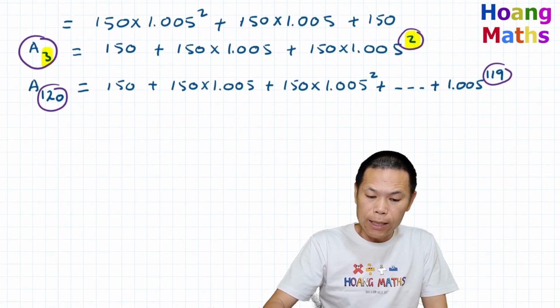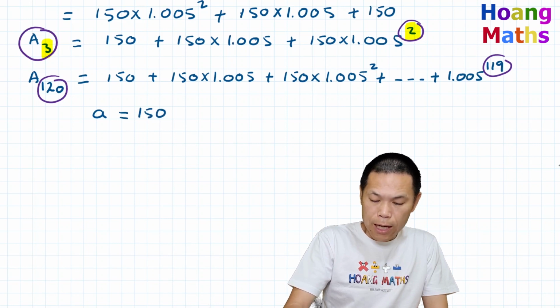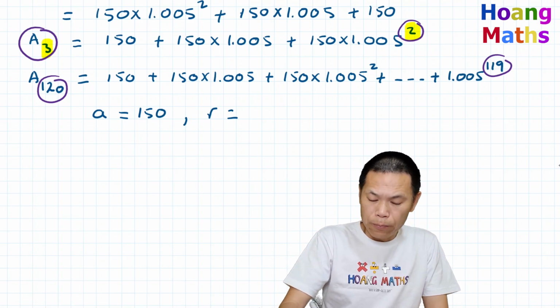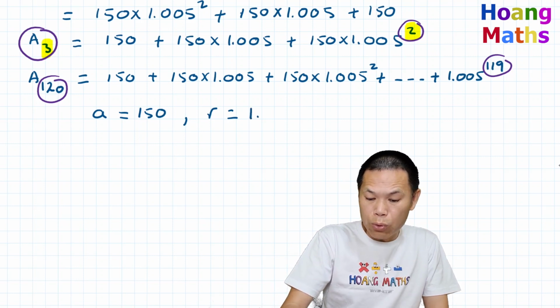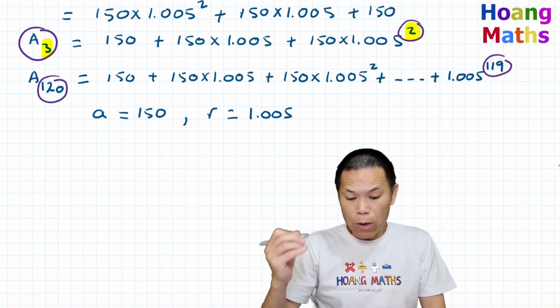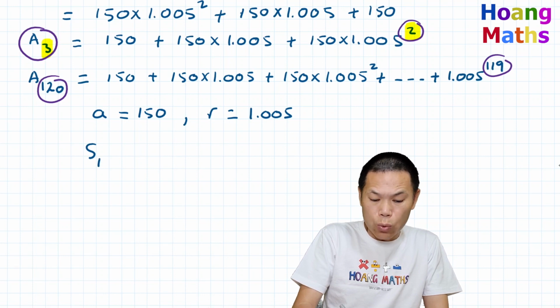So now we just add this series together. We know that the first term is 150 and the common ratio is term 2 over term 1, which is 1.005. That is the common ratio. And what we do now is we find the sum of this series, the sum of 120 terms.